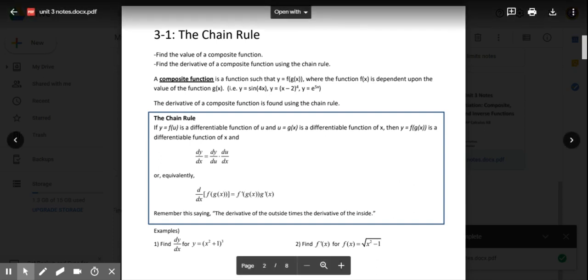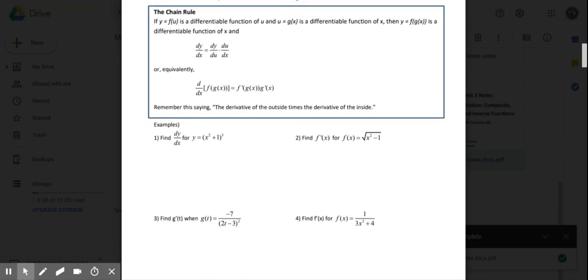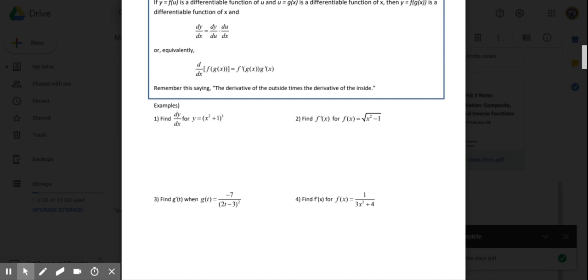So the definition is here and you can read that, but I think it'll make a little more sense once we look at examples. So first, this function here, we have x squared plus 1 all cubed. So our outside function would be something cubed. And then the inside function is x squared plus 1.